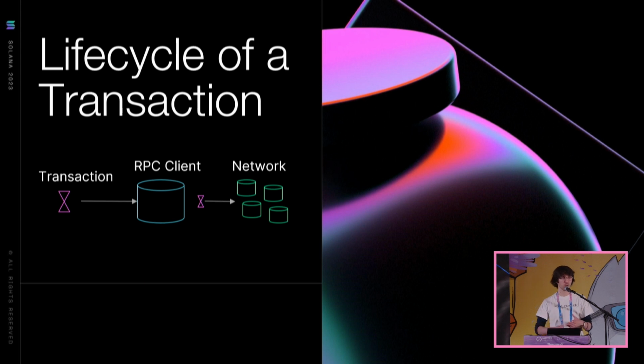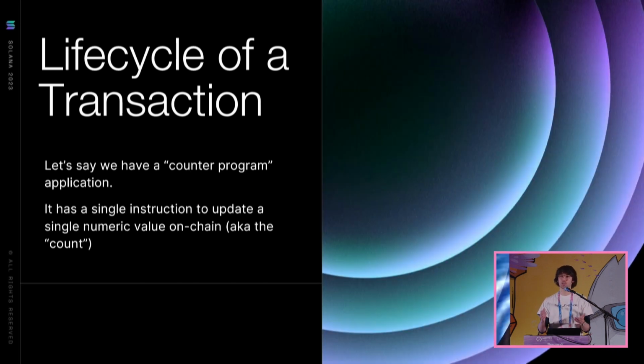So from the point where you interact with Jupiter or something of this nature, and then you actually execute a transaction, then it gets completed on chain, what happens within that process? To illustrate this, we're going to go through an example. Let's say we've deployed a counter program, something that, whenever you call an instruction on this program, increments a single numeric value on chain.